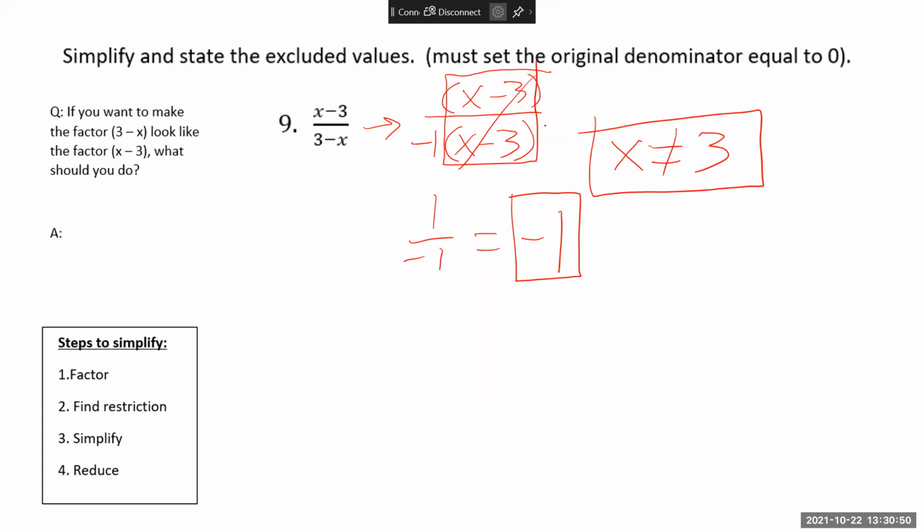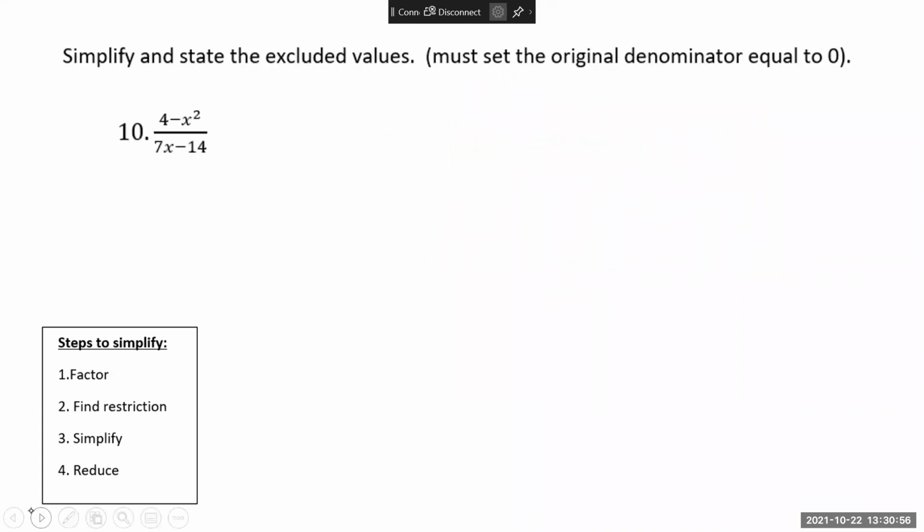Just a couple more examples here. Hopefully everybody's got that one down. Now we're going to use it in this one. The top part, 4 minus x squared. I'm used to it being x squared minus 4. Does that make sense? So I'm going to take a negative out, make it -1, x squared minus 4.